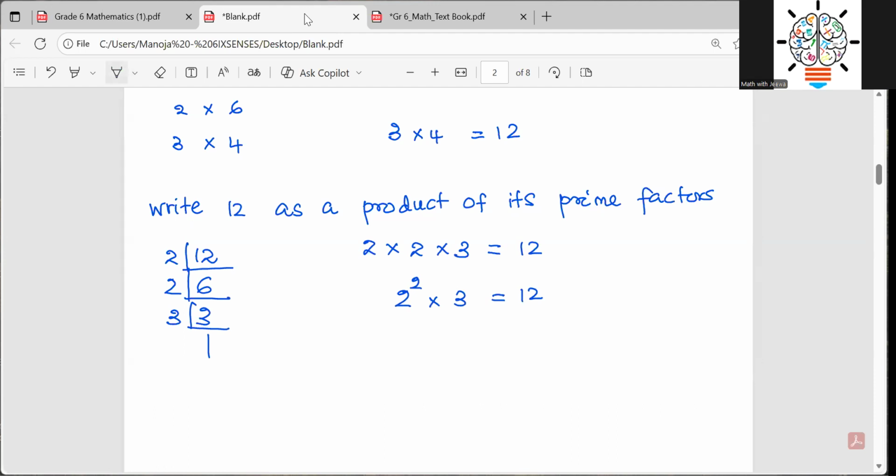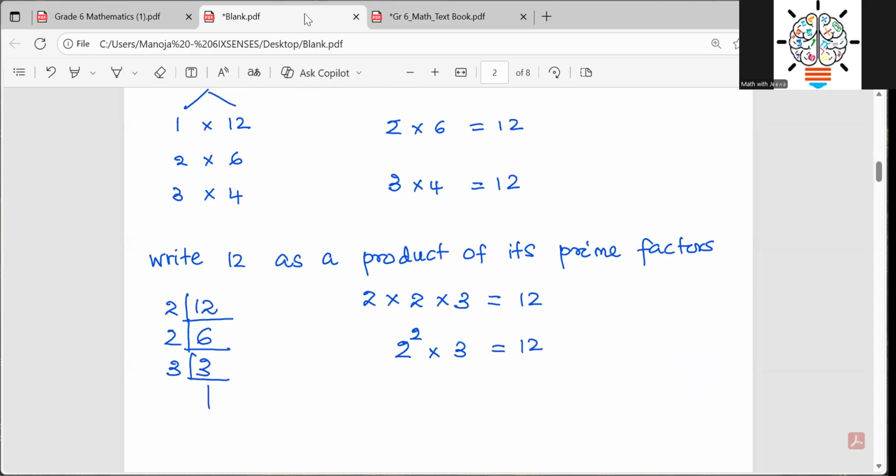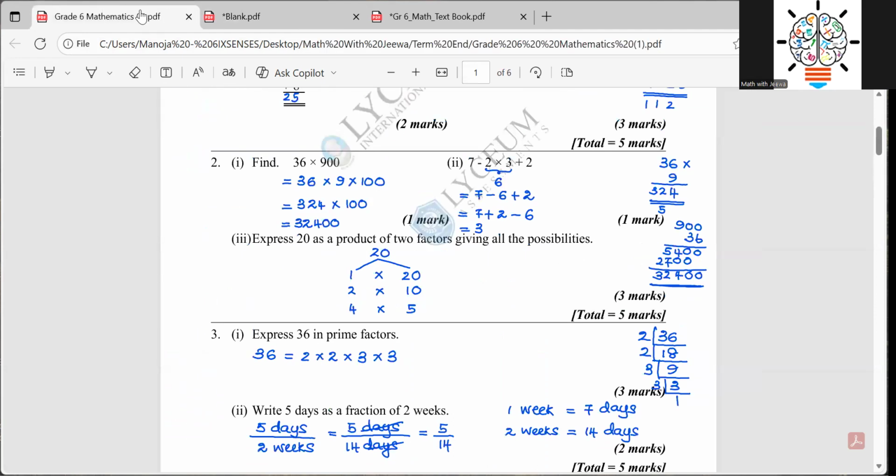Now you just see, children, by any chance, if the question says write 12 as a product of its factors, different students might write different things, right? So maybe one child might write 1 times 12, and 2 times 6, 3 times 4, or you can write all 3. But if you want to write 12 as a product of its prime factors, all of you have to write one answer, that is 2 times 2 times 3. That's it, right? So that is the knowledge they test in this question.